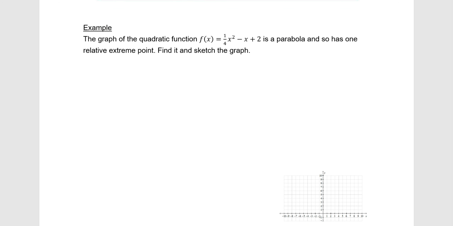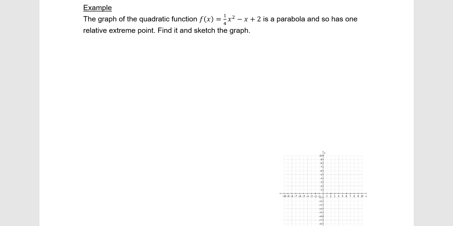And let's go ahead and take a look at these examples. So we have the graph of a quadratic function, 1/4 x squared minus x plus 2, which is a parabola, and it has one extreme point. So we want to find it and sketch the graph. So finding the extreme point is going to be finding the derivative, setting it equal to 0. So the derivative, using the power rule, is going to be 1/2 x minus 1.